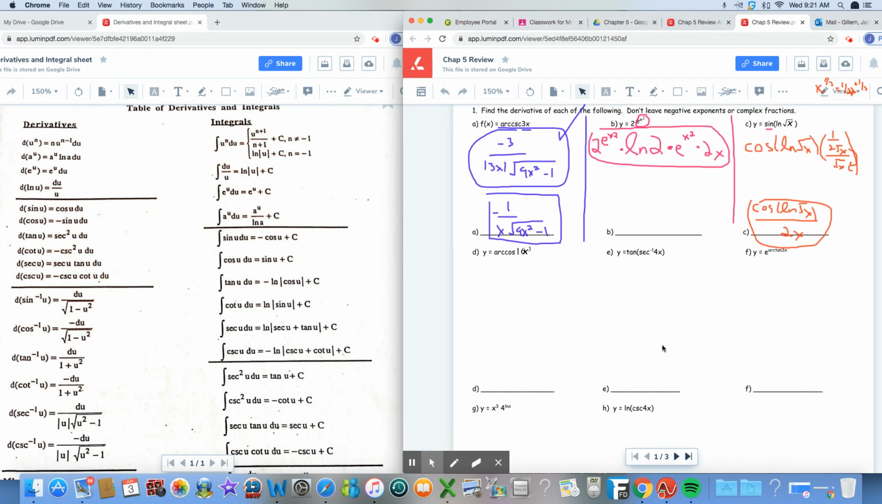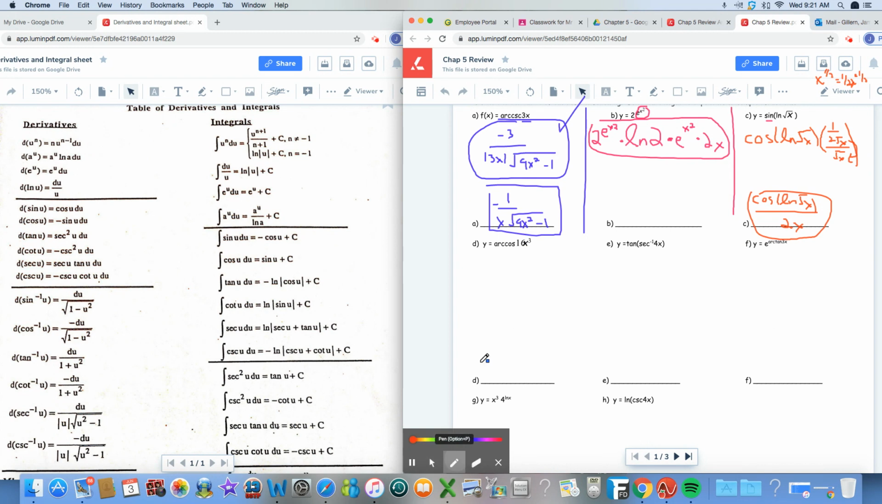So here we have arc cosine of 16x cubed. Arc cosine, that's inverse cosine, which is right here. So it's negative du. So it's going to be negative, what's the derivative of 16x cubed? It's 48x squared over the square root of 1 minus u squared. So 16 squared is 256.